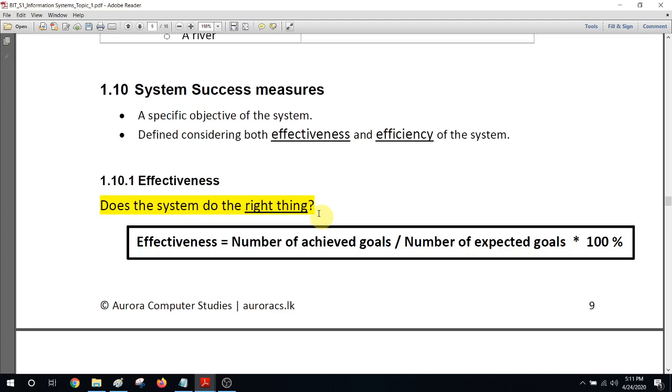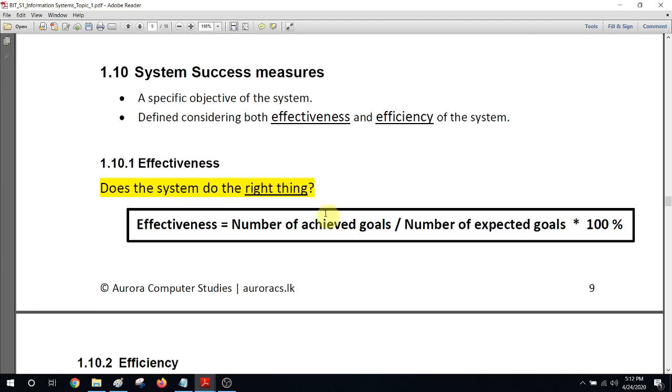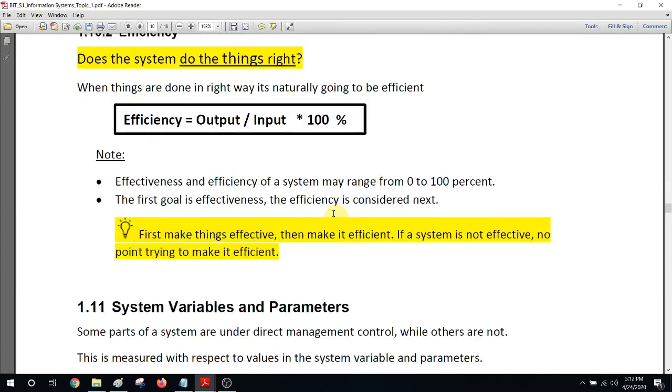Effective means it does the right things, right? So that is called an effective system. An efficient system means doing the things right. If the things are done in the best possible way, that means it is very efficient. So basically, first we need our systems to be effective. Next, we like to have them efficient as well, right? Then we say it's a very productive system.